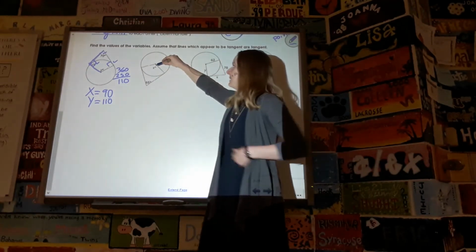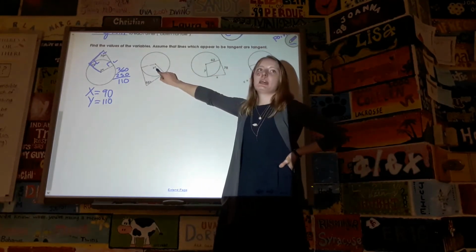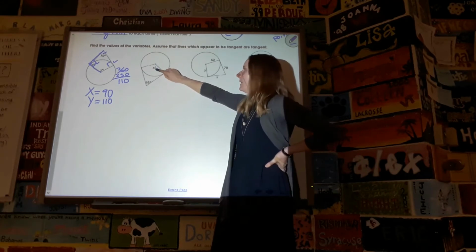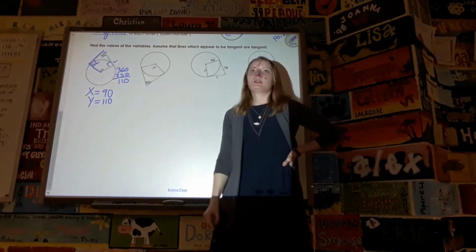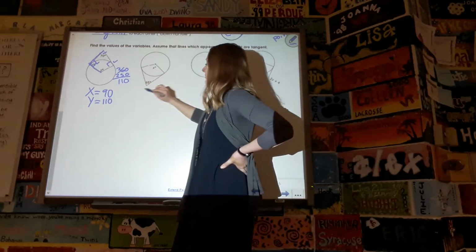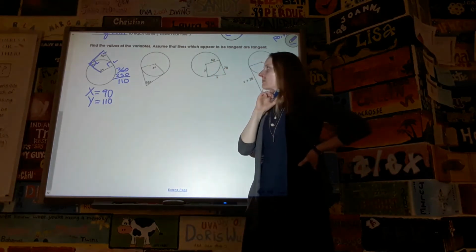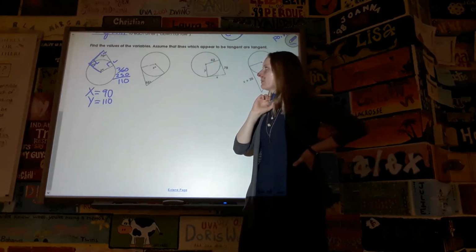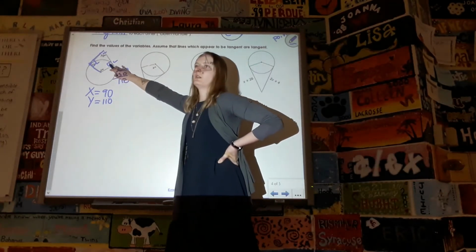Okay? If I'm now trying to find this angle right here, I'm going to call this one x again. Alright? How do I find that angle? How did we do that over there? 180 minus 65? No, how did we do it over here?